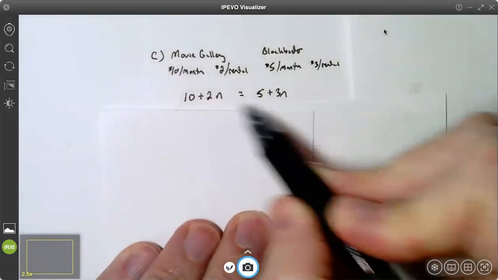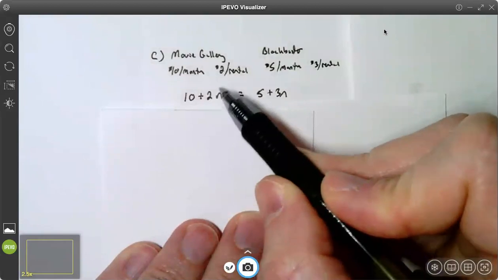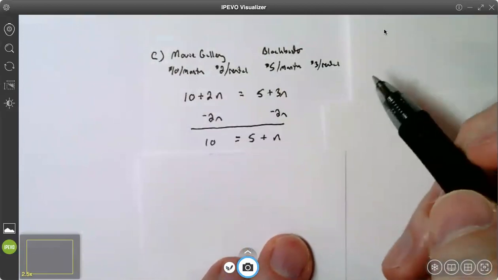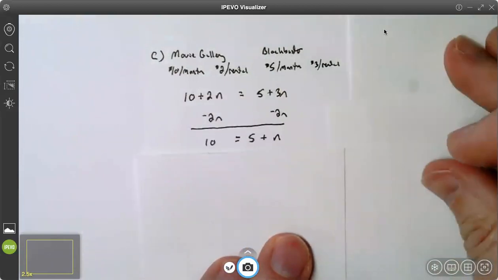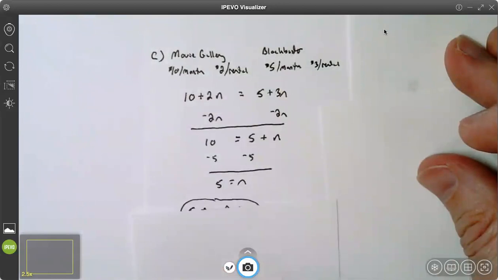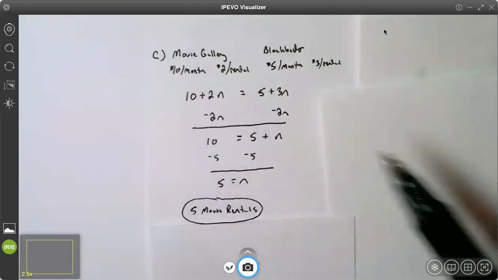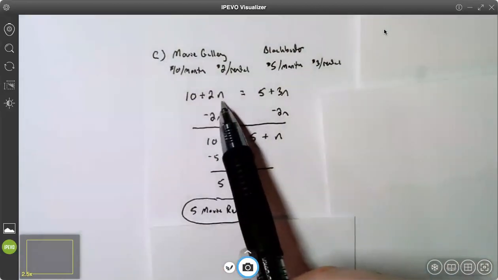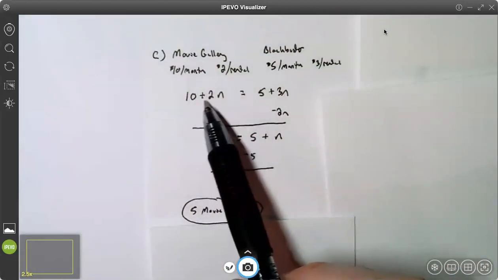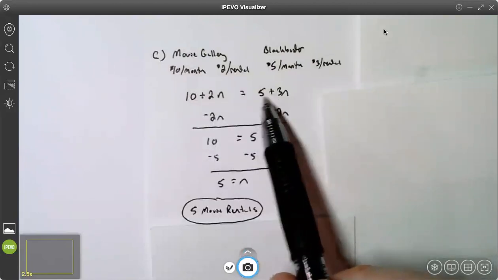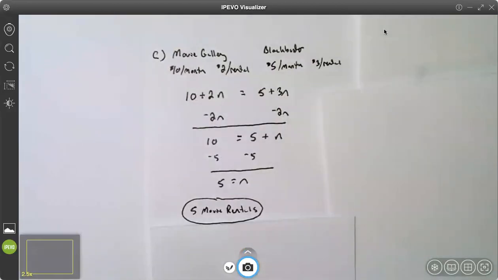We solve the equation. Both sides are in simplest form. Let's get the variable on one side by subtracting 2n from both sides. That gives us 10 equals 5 plus n. Get the variable by itself by subtracting 5 from both sides. And we get n equals 5. So the answer is, at 5 movie rentals, the cost would be exactly the same. 2 times 5 is 10, plus 10 is $20 is your cost of renting 5 movies here. 3 times 5 is 15, plus 5 is 20, it's $20 here.